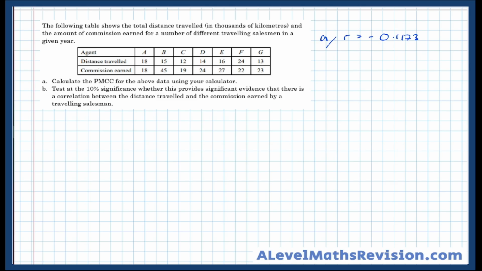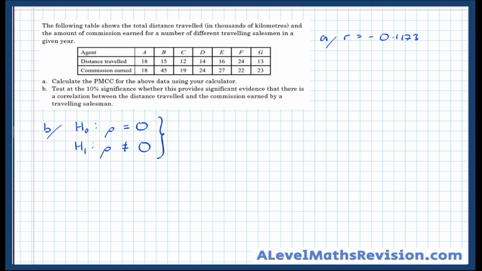Then part B: test at the 10% significance level whether this provides significant evidence that there is a correlation between the distance travelled and the commission earned by a travelling salesman. What we've got to realise here is there's no direction that we're testing. We're not being told it's positive correlation, and we're not being told it's negative correlation. Therefore, our alternate hypothesis has to reflect that. So, as always, put the hypotheses down. Rho equals 0, no correlation, is always our null hypothesis in a test for correlation. And H1 is a two-tail alternate hypothesis.